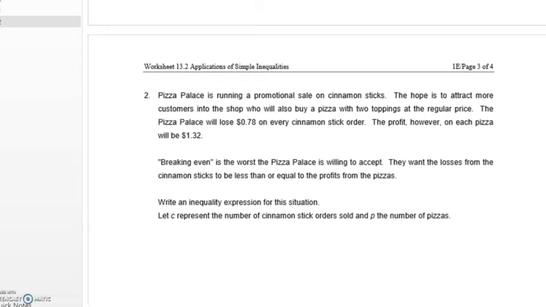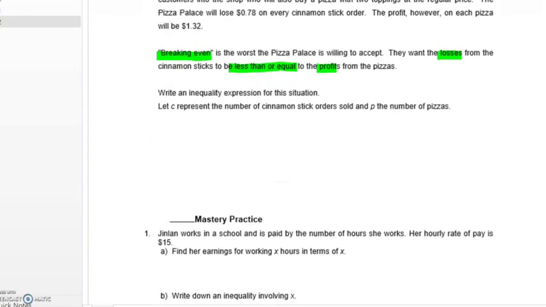Okay, so let's take note of this. Breaking even is the worst the pizza is willing to accept. They want the losses from the cinnamon sticks to be less than or equal to the profits from the pizza. So write an inequality expression for this situation. Well, let's break it down into some parts. We won't straight away write down the answer. So let's find the profit from pizza first.